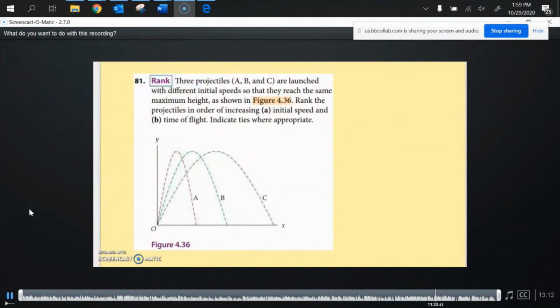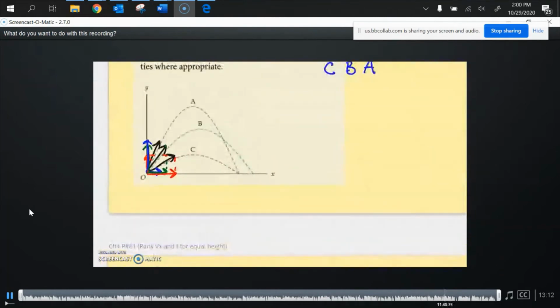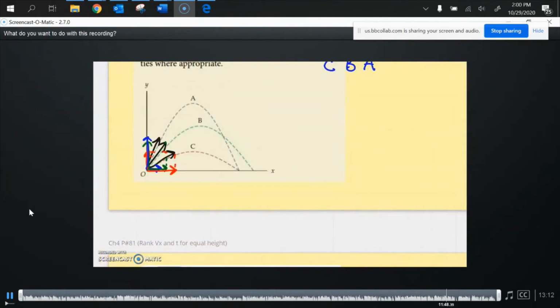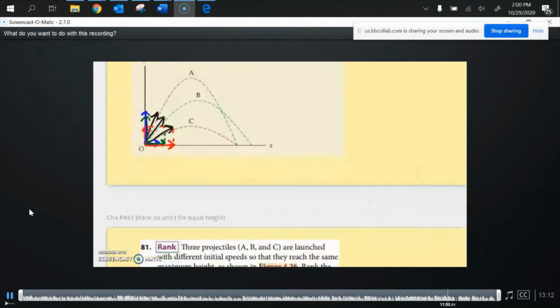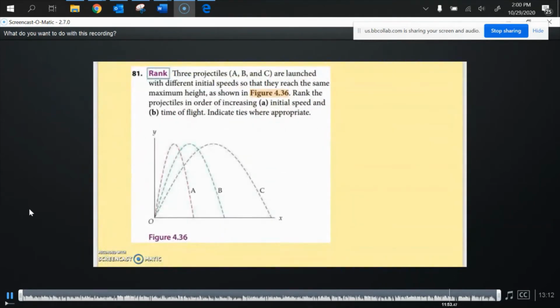81's a real thinker. On 81, all of these projectiles get up to the same height, and they want you to rank them in increasing initial speed and time of flight. Well, if you're paying attention, I said that on the last one, they had different initial velocities, and that's why they got to different heights. Now here they all get to the same height, so that tells me that they all had the same initial y velocity. So A has a y velocity, it's big, so does B, so does C.